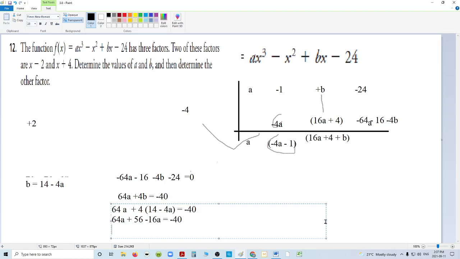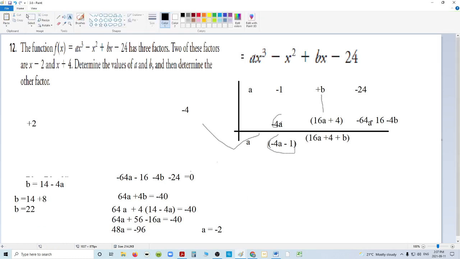So 48a is equal to minus 96. Okay, there we go. Because the equations were being equated, I don't think I could divide out the 4 like that, although I think it should still have worked out. So a is equal to minus 2. Now that I have a, I can go back here and say b is equal to 14 minus 4 times minus 4 times minus 2, which is plus 8. So b is equal to 22.